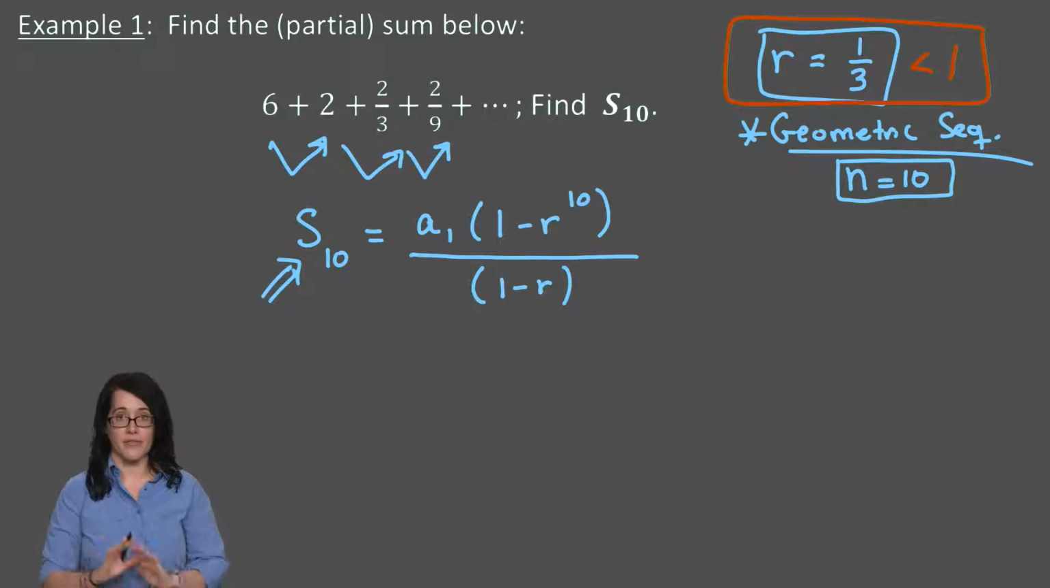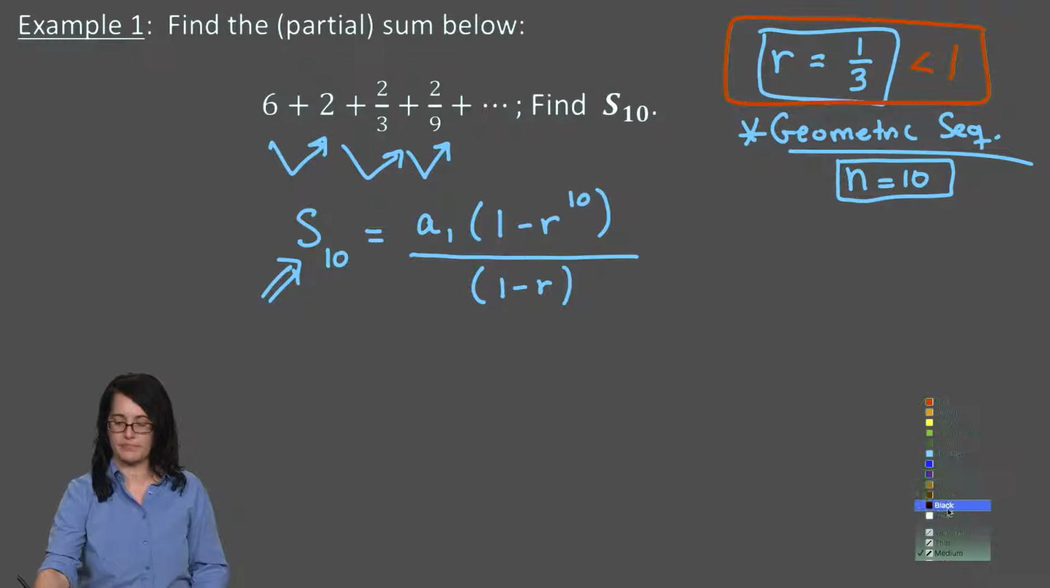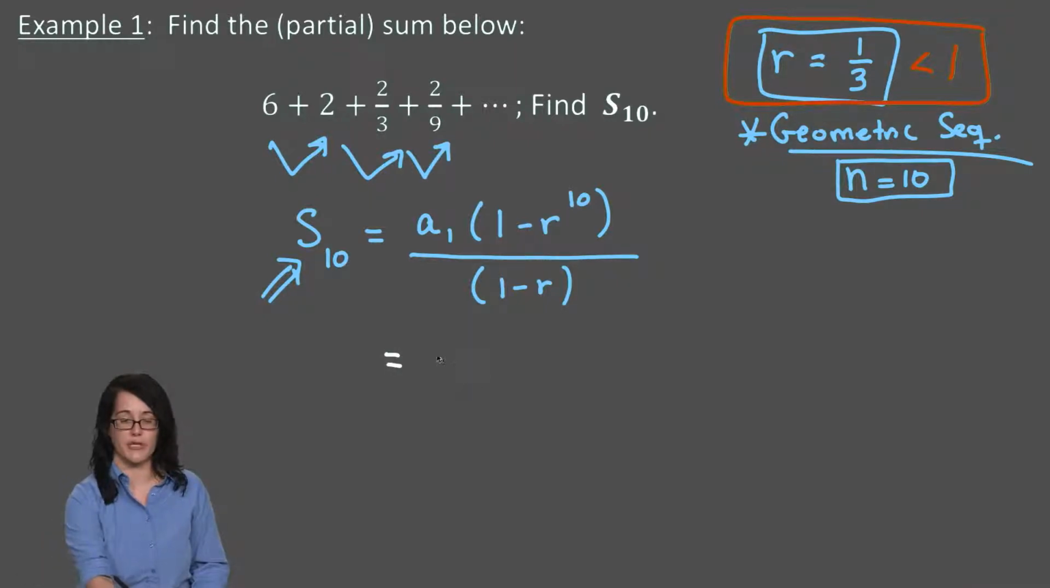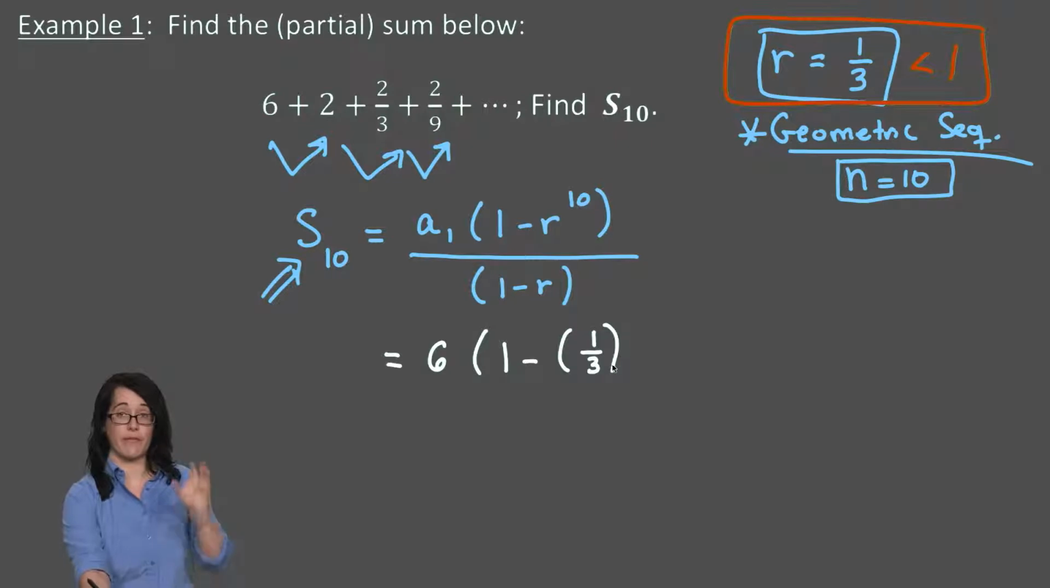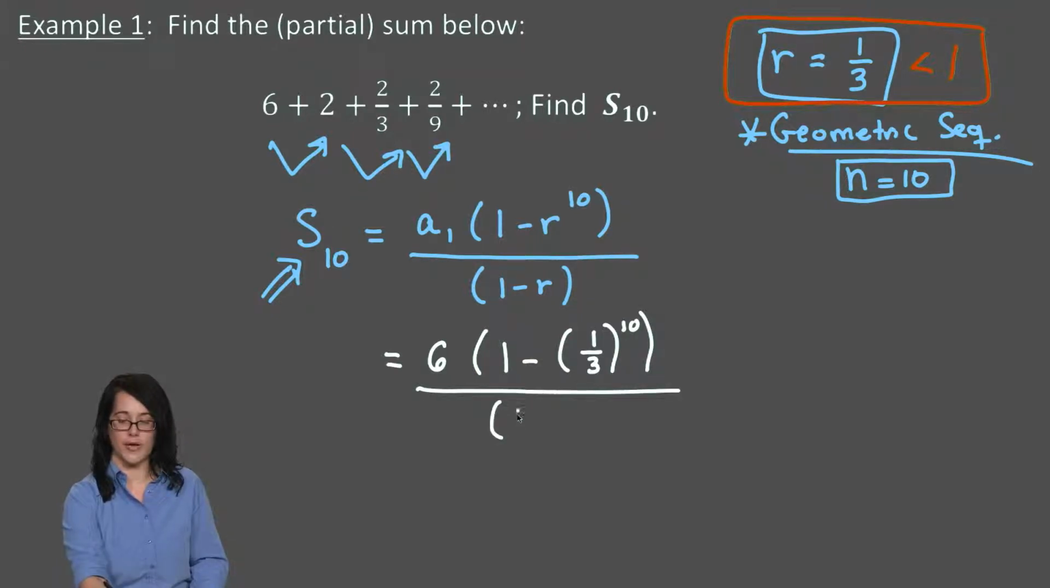But for now, let's just find the sum of the first 10 terms, since that's what we've been tasked with. So we're going to plug and chug here. We know that our first term that was given to us was 6 times 1 minus r, where r is 1/3. Here I'll use parentheses to remind myself that if I have a fraction raised to a power, I'm really raising both the numerator and the denominator to that power. So this is (1/3) to the 10th power. And then for my denominator, I have 1 minus r again, so 1 minus 1/3. Don't really need parentheses there because I'm not using an exponent.